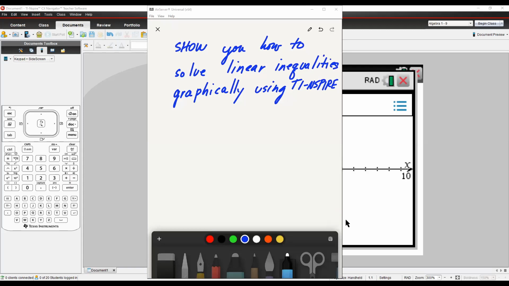I'm going to show you how to solve linear inequalities graphically using the TI-Nspire. I already did a video where I showed you how to graph using the function feature, where they intersect, and then look at the graph and figure out which way the inequalities should go. But I probably should have shown this way first, because it is easier to see where the inequality starts and which direction it goes. So let me jump into this.